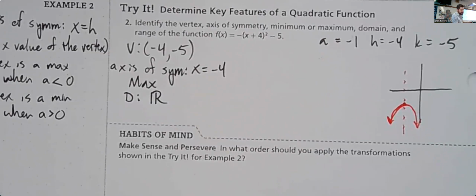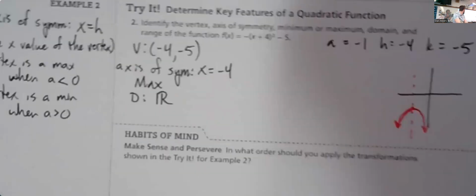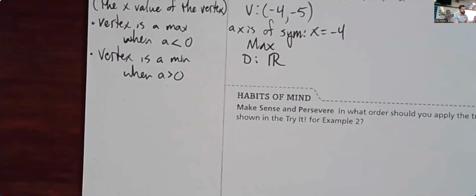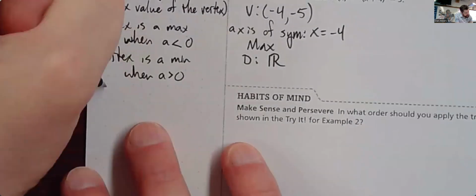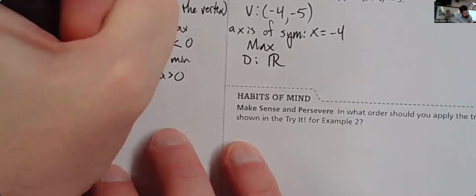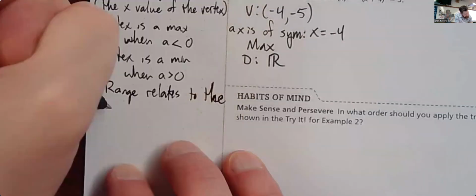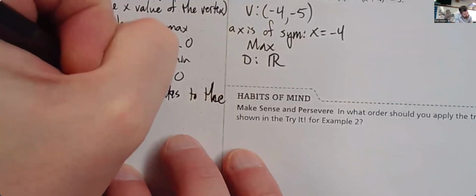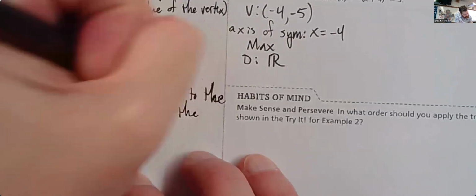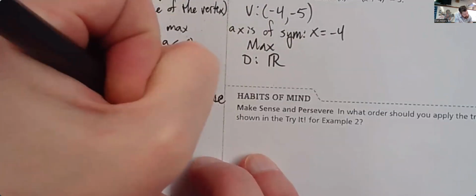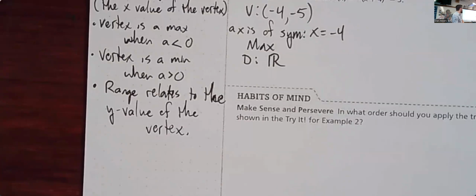The range, and actually I want you to write one more thing off to the left here. I want you to write this: range relates to the y value of the vertex. The range relates to the y value of the vertex.